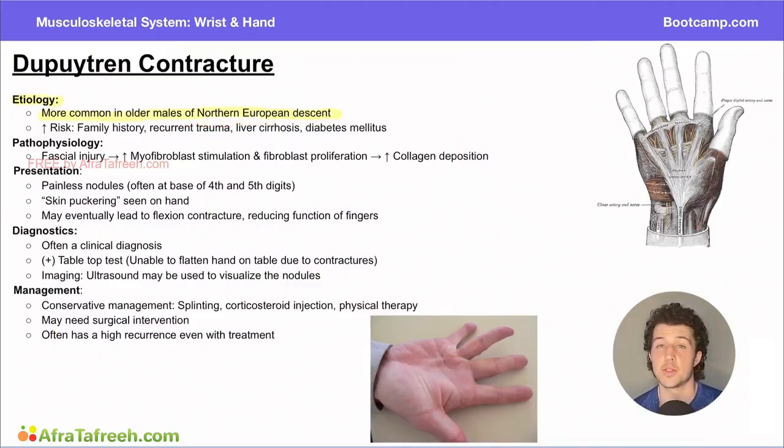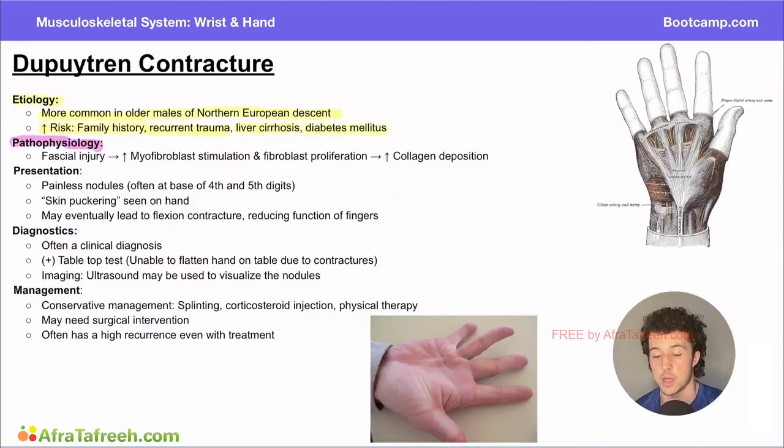But there are also other associated risks it's important to know about. A family history, it's very, very commonly genetically associated. Also, recurrent trauma. So maybe your patient is a farmer or a construction worker, and so the recurrent damage and trauma to that area can promote an injury that will lead to proliferation and then give us the contracture we see in this condition. It can also be associated with liver cirrhosis and diabetes mellitus.